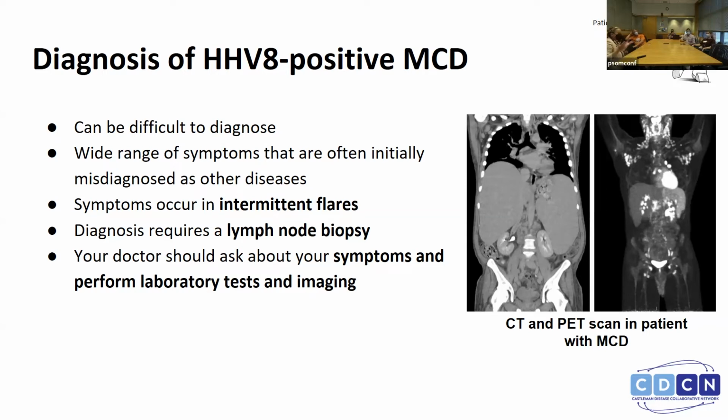And so it is unusual for physicians to have experience with it. So you have to get a lymph node biopsy currently. Your doctor should be asking about your symptoms, checking those labs that I mentioned, and then they should really be getting scans. On the left there, that's a CT scan. That's like if I was cut in half this way and you're looking at me. And that's a really, really big spleen and liver, like really big on my patients.